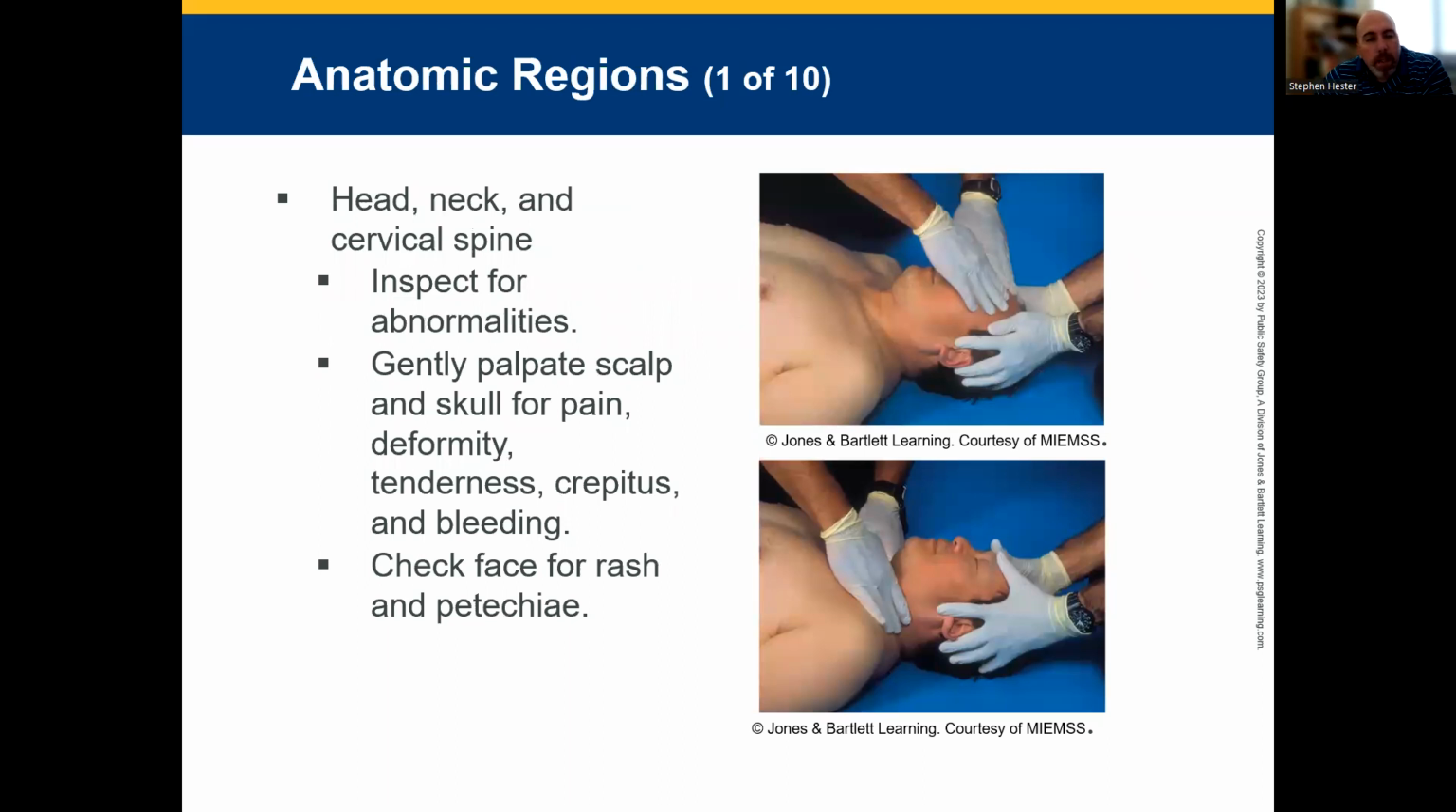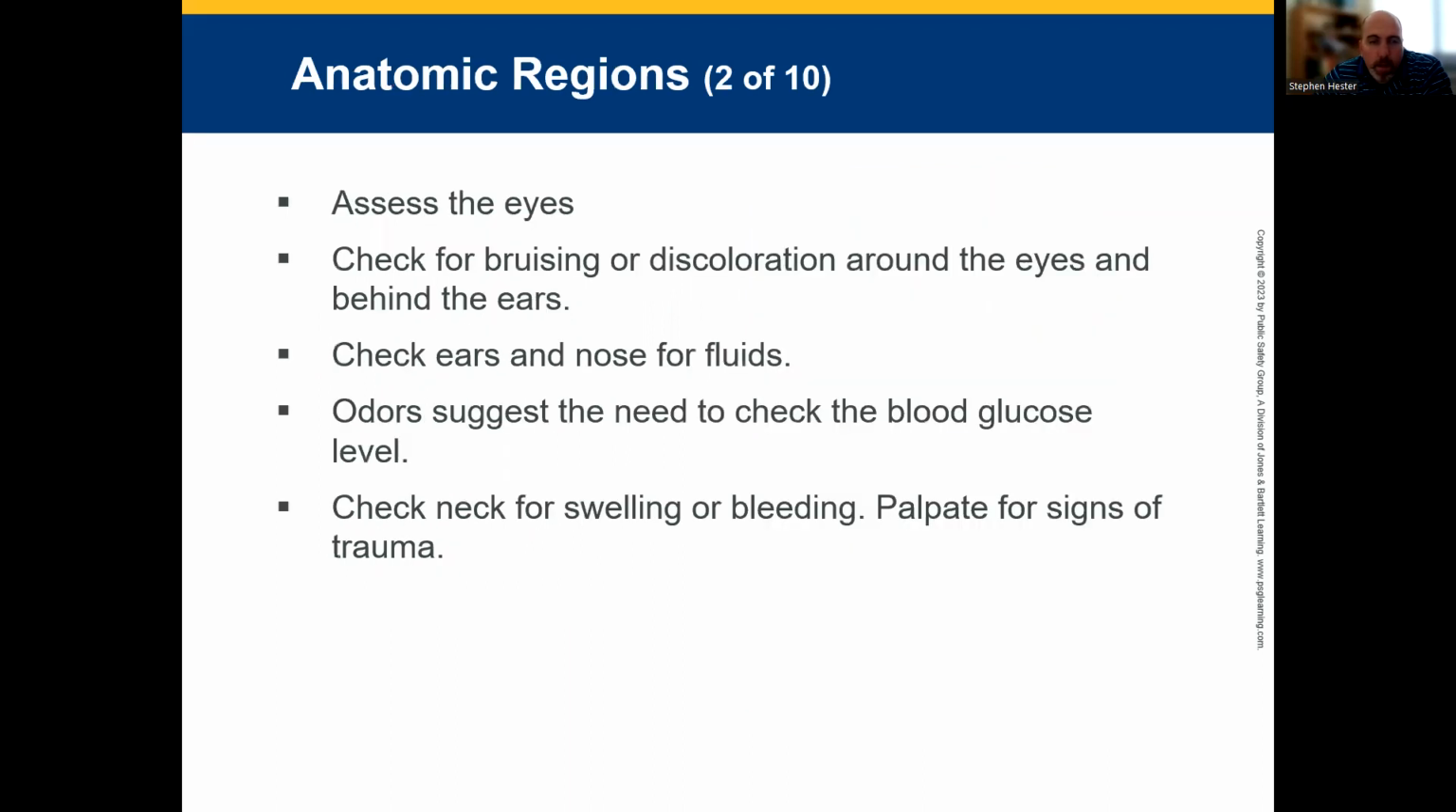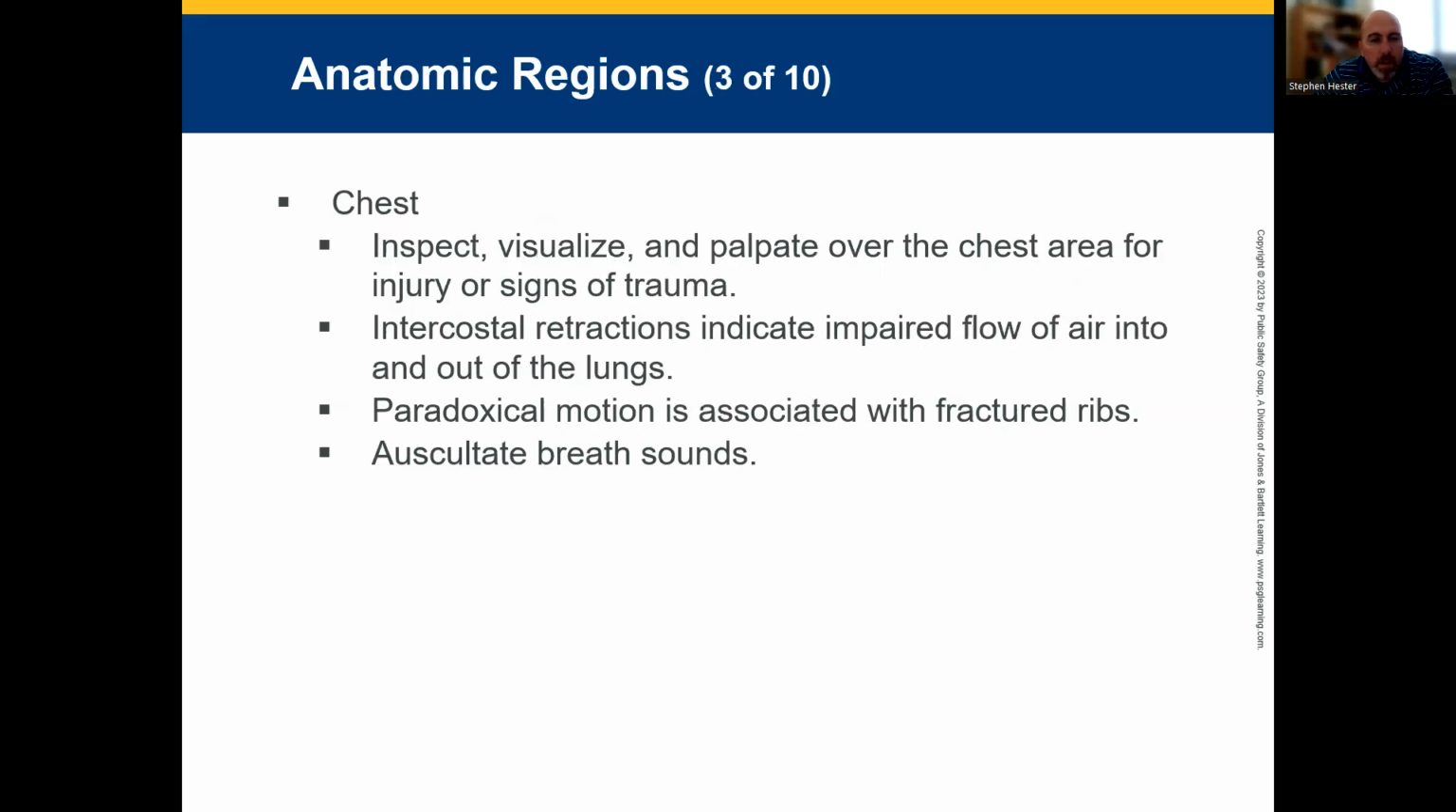And your head, neck, and spine is inspected for abnormalities, palpate the scalp, and check face for rash. Assess the eyes, check for bruising discoloration around the eyes, check the ears and nose for fluids. So the odor suggests the need to check for blood glucose level and check neck for swelling or bleeding and palpate for signs of trauma. All right, inspect the chest, equal rise and fall, paradoxical motion, possibly with fractured ribs, and then make sure you auscultate the breath sounds.